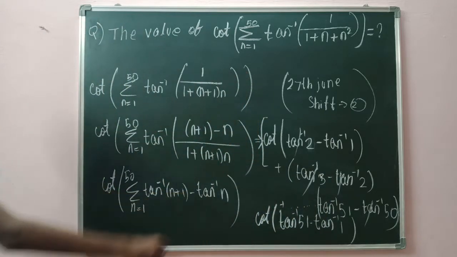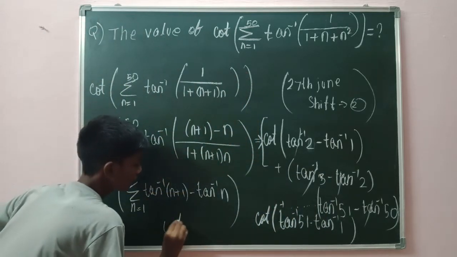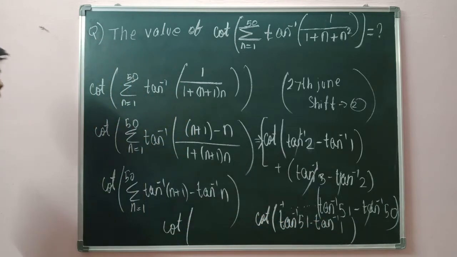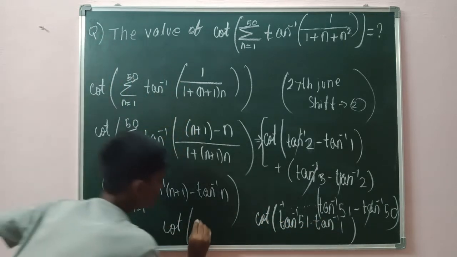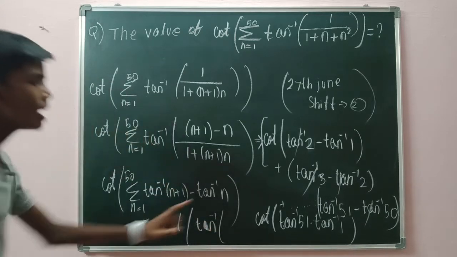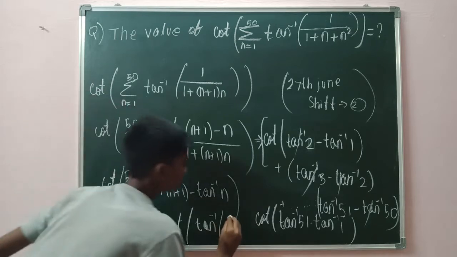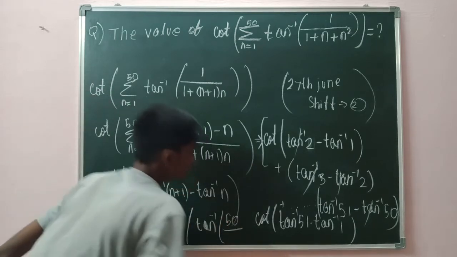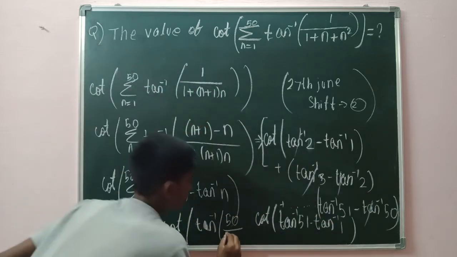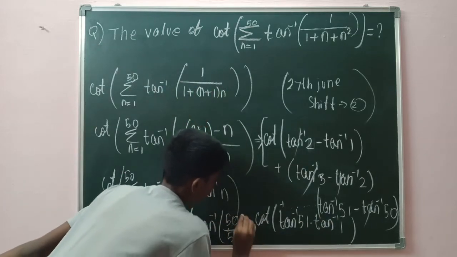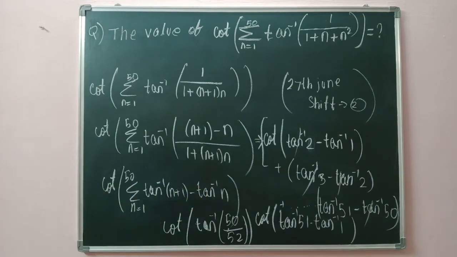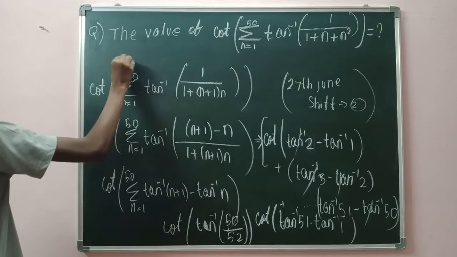Now it's very simple, guys. What you will get is cot of tan inverse of 51 minus tan inverse of 1. Use your formula, tan inverse of A minus tan inverse of B is tan inverse of (A minus B) by (1 plus AB). What is A minus B? 51 minus 1, that is 50. Then 1 plus AB will be 1 plus 51 into 1, which is 52. Okay, that is what I will get. So cot of tan inverse of 50 by 52.